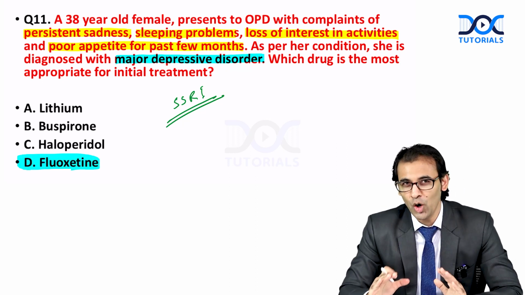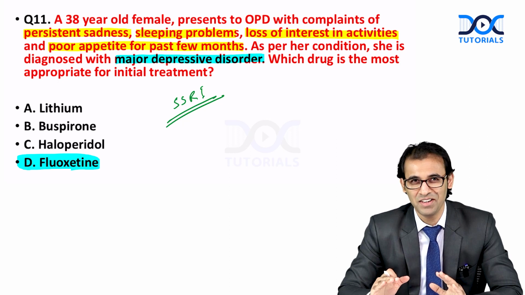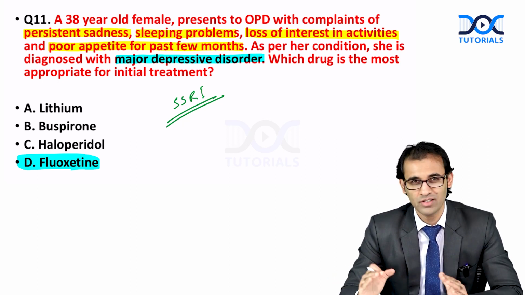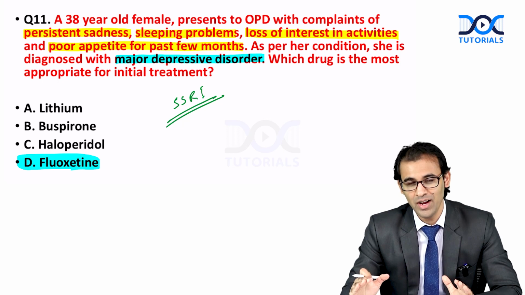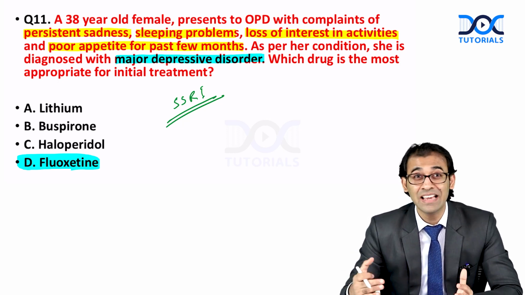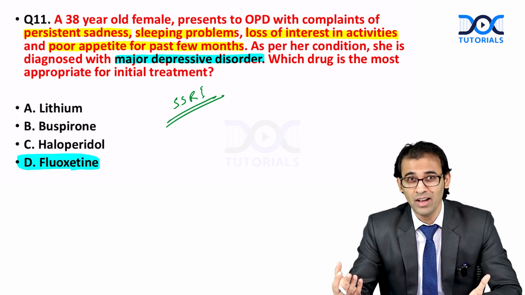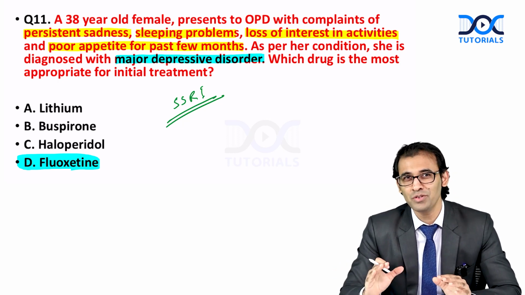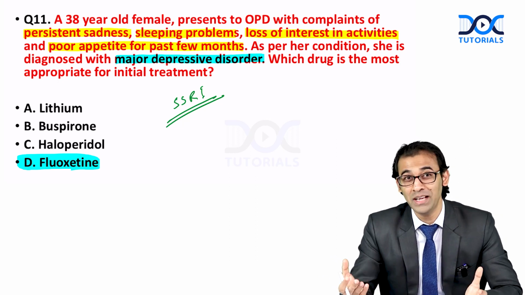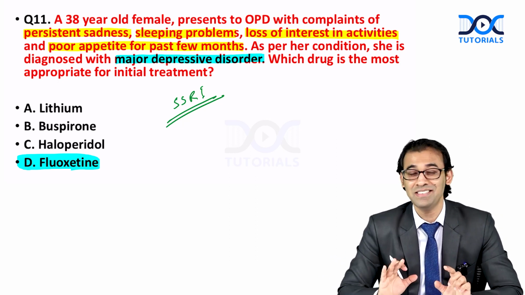Fluoxetine. I hope you have solved this question very easily during the exam. SSRI is the drug of choice for depression. First line of treatment is SSRI, right? We are not using TCA as the first line of management because TCA has so many side effects, right? TCA is not good for the patient, but it is very good for the medicos because most of the time they are asking questions related to TCA toxicity.